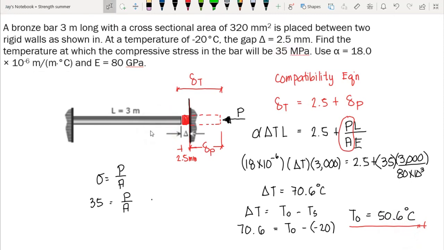And that ends our example number 3 and our discussion in thermal effect, in the deformation of actually loaded member.